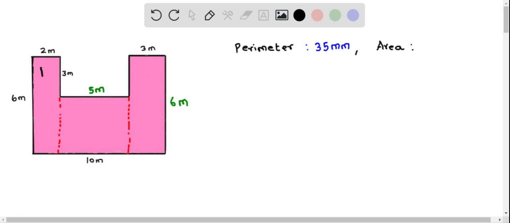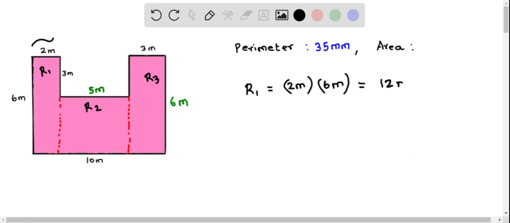So you can say that this is rectangle one, this is rectangle two, and this closed region is rectangle three. Now we need the measurements, that is the length as well as the width of each of the rectangles. For rectangle 1, this is the width, that is 2 meter, and the height or the length of this rectangle is 6 meter. So the area of rectangle 1 equals 2 meter, that is width, times length, that is 6 meter, and this gives 2 times 6 is 12, and meter times meter is meter square.